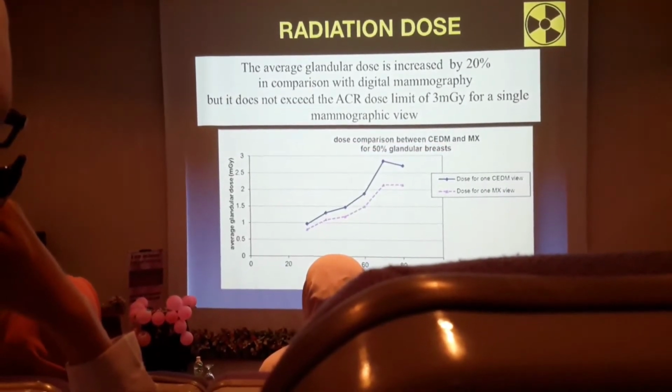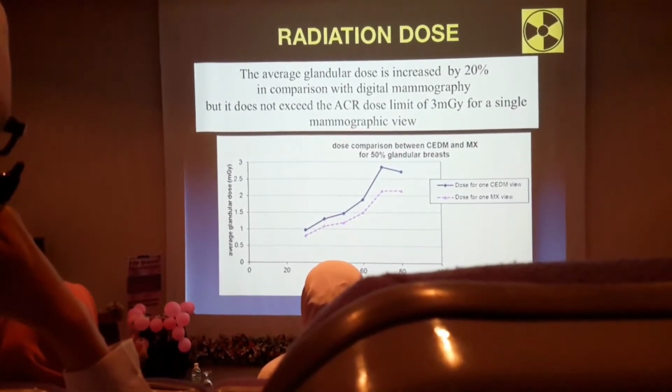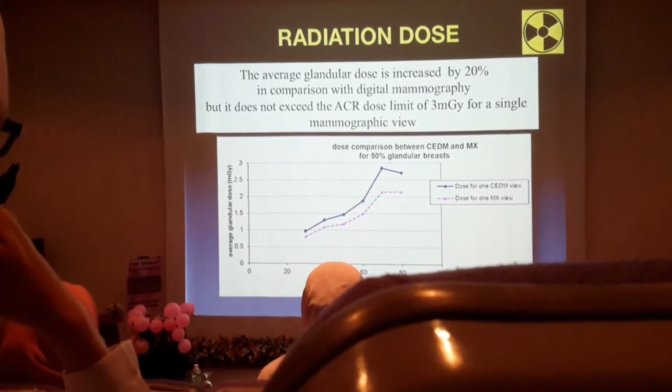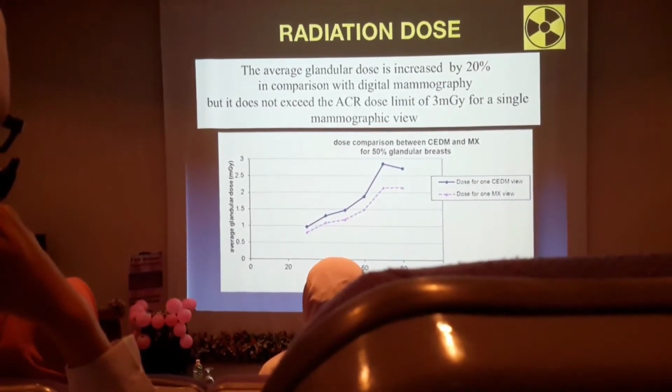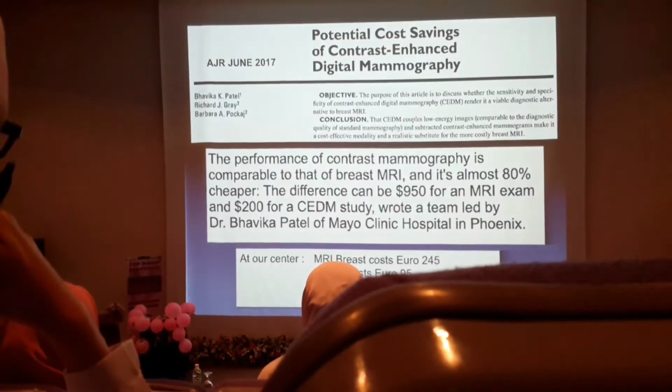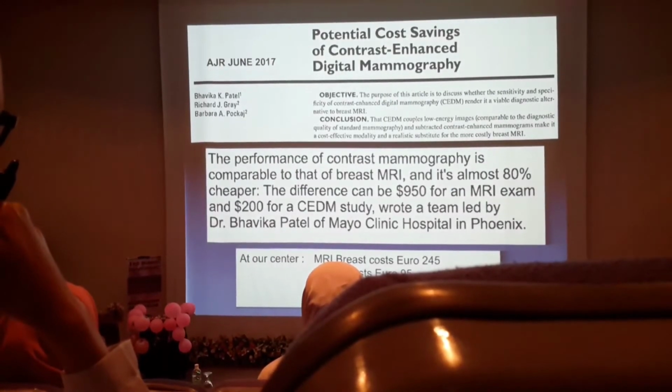So the pink dotted line is a normal 2D mammogram, which we do, and the blue line is a contrasted mammogram. So it's slightly increased, but still within the dose limits of the ACR. ACR is the American College of Radiology.